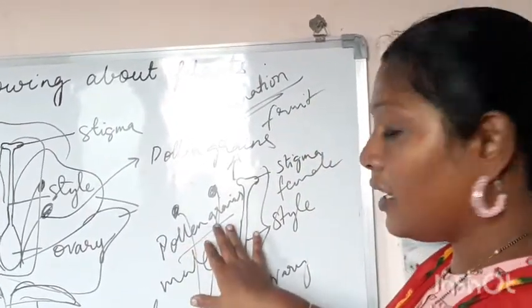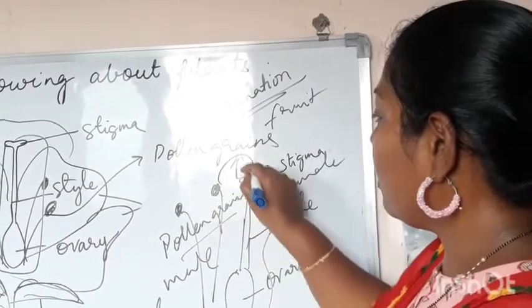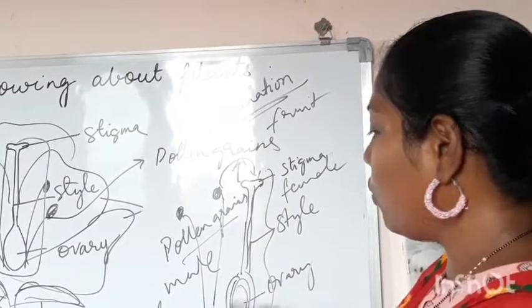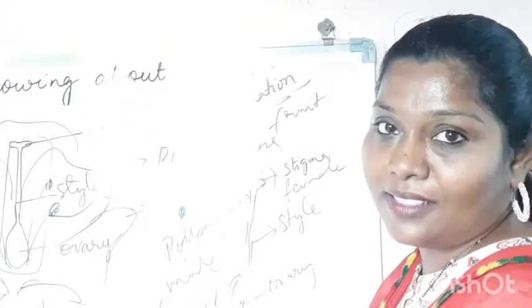So here the pollen grains have to enter through the stigma and it has to pass through the style and enter into the ovary. Then here the process of pollination takes place.